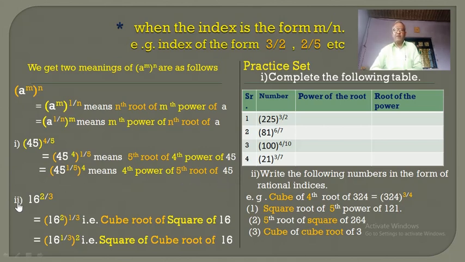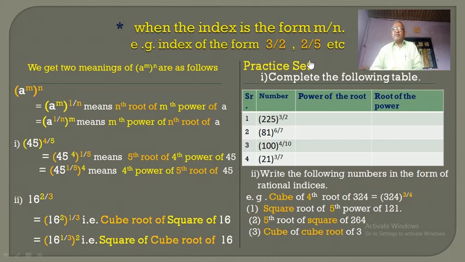Second example, 16 raised to 2 upon 3. First meaning, (16 square) raised to 1 upon 3, that is cube root of square of 16. Second meaning, (16 raised to 1 upon 3) squared, that is square of cube root of 16.